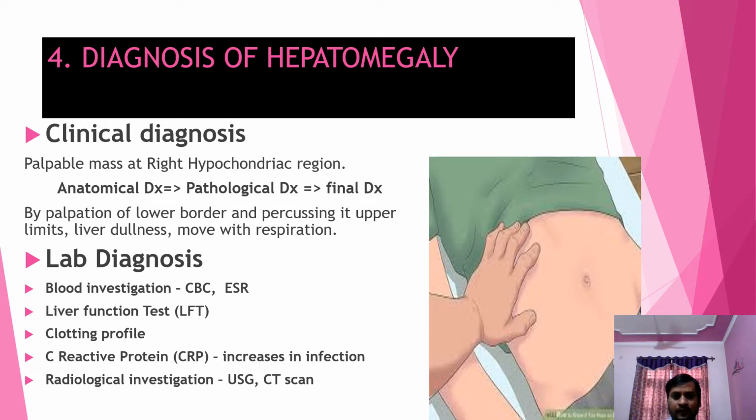Like in infective cases, the WBC count and ESR are raised. In the liver function test, we can find SGOT, SGPT, bilirubin, and albumin levels in the blood. Clotting profile is helpful in assessing the cause of hepatomegaly. C-reactive protein also increases in infections.